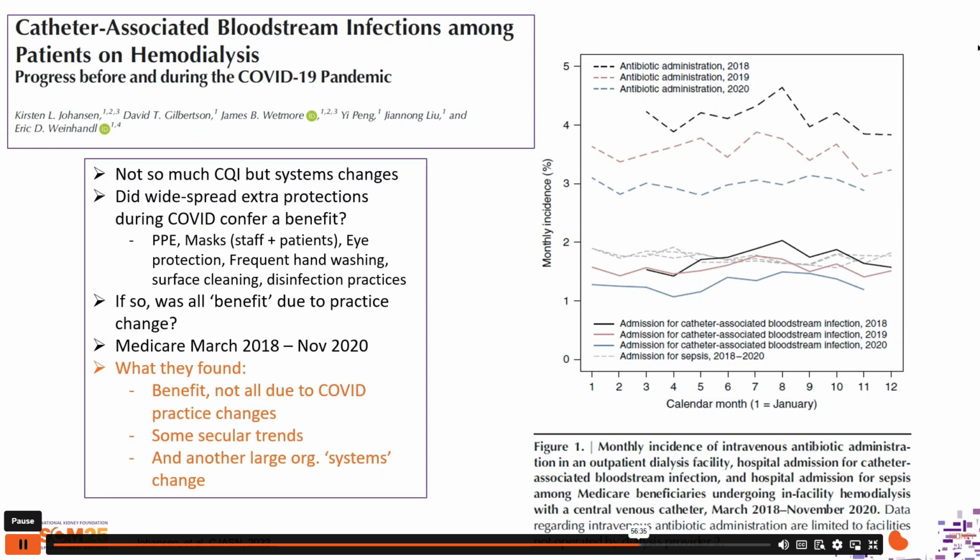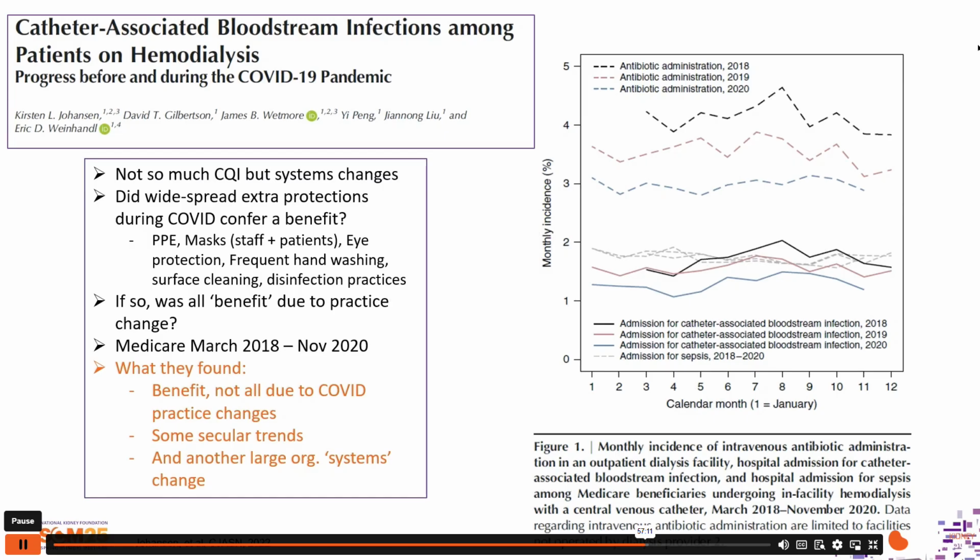On the top here, we see some dotted lines. This black dotted line is antibiotic administration, how much antibiotic they had to give in 2018. Then 2019 is the red line, and 2020 is blue. So it went down from 2018 to November 2020, less antibiotics. And then they looked at admissions for catheter-associated bloodstream infections. Black is from 2018, the solid red is 2019, and then 2020. So both antibiotic administration and admissions related to catheter-associated bloodstream infections did go down.